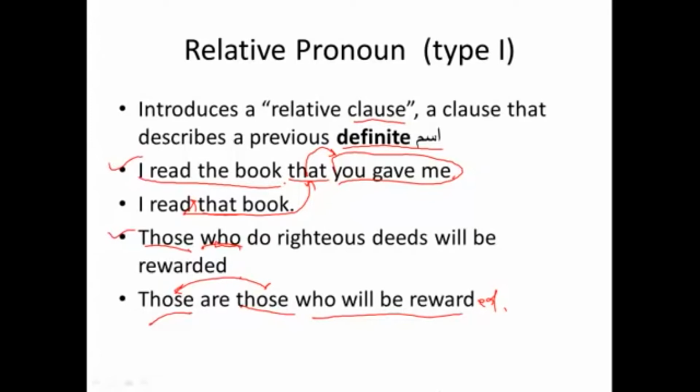But "those" as a demonstrative, ulaika alladhina, and then alladhina. Ulaika alladhina, they are those who, or those are those who. Okay, so just like this, those are those who. Those are ulaika alladhina laysa lahum fil akhirati illa an-nar. Those are those who, for them in the akhirah is nothing except the fire. So you'll see the same construction in Arabic. So it's not just to confuse you actually.